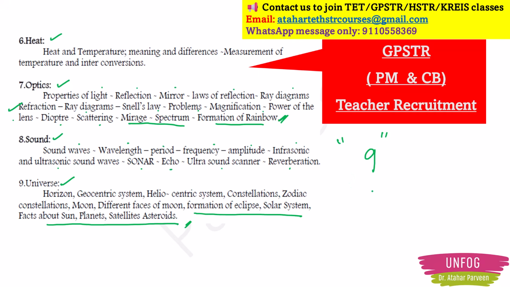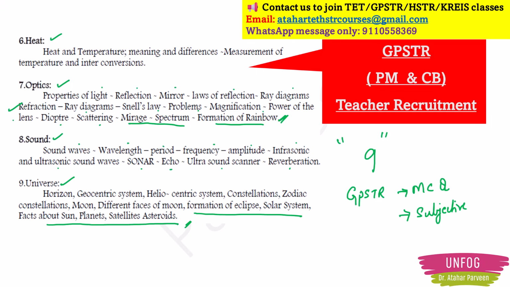So this much syllabus is there in physics for both the PM method aspirants and CB method aspirants, but because the pattern of the exam is different for GPSTR, you will have questions from the MCQ part also, and you will have questions from the descriptive part also. This much is very important for you to understand when you talk about GPSTR.